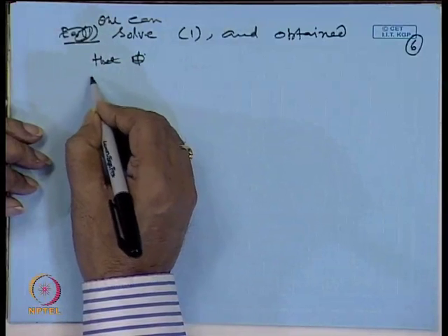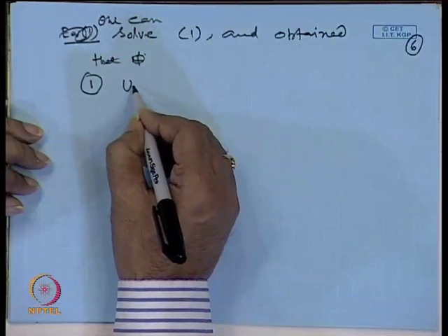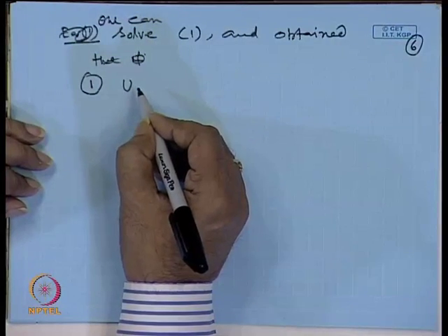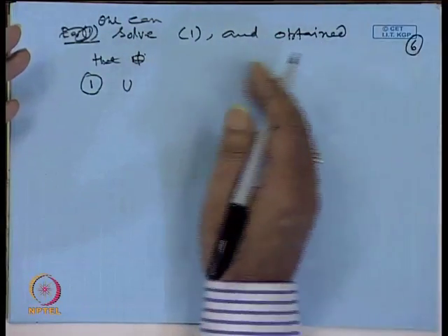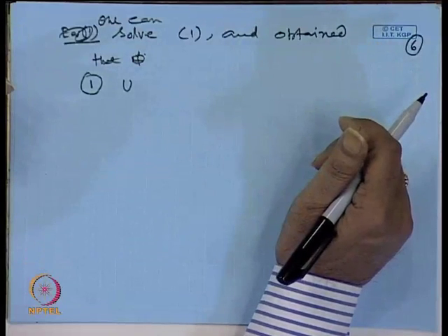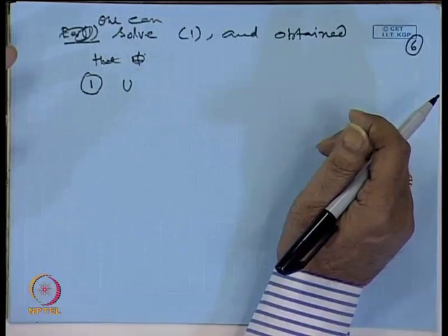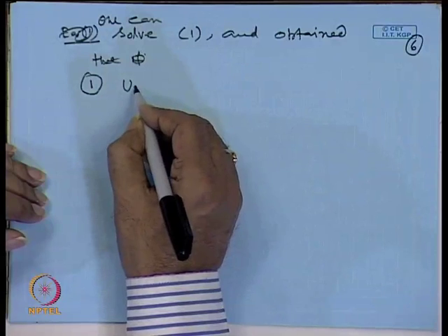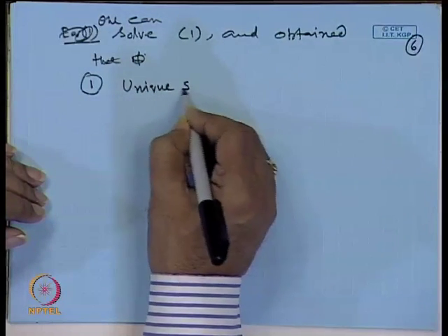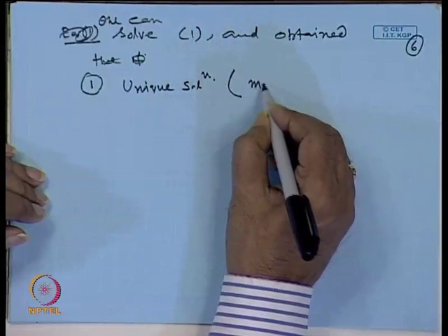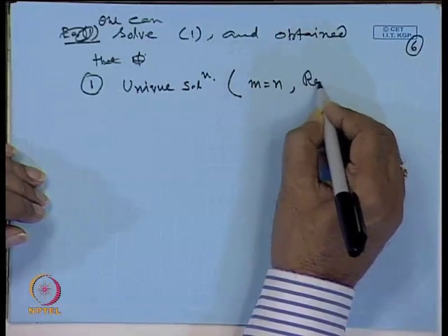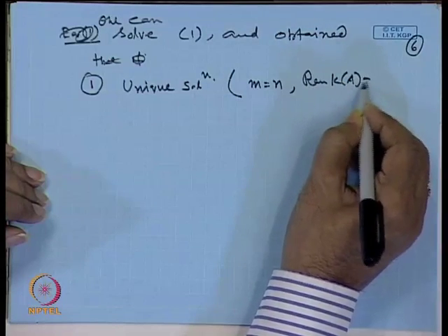What is this solution? One is, I may get a unique solution. When will I get a unique solution? For any linear equation set, when the rank of the matrix is n, that is full rank, then you will get a unique solution. You get it when m is equal to n and rank of A is equal to n.